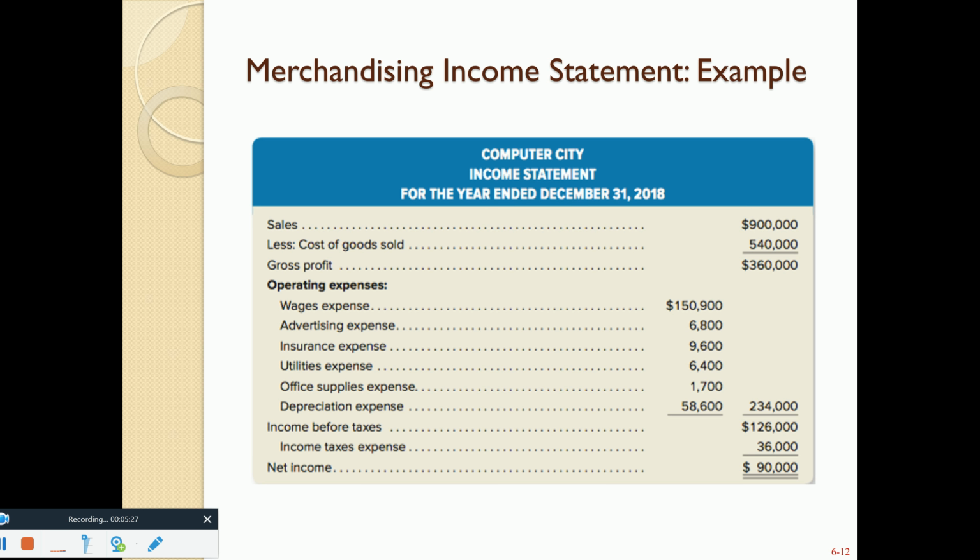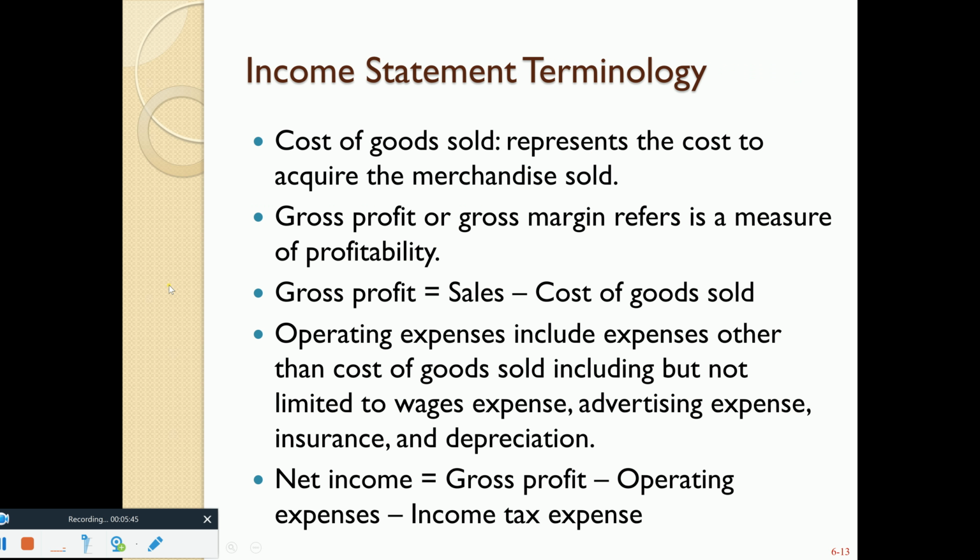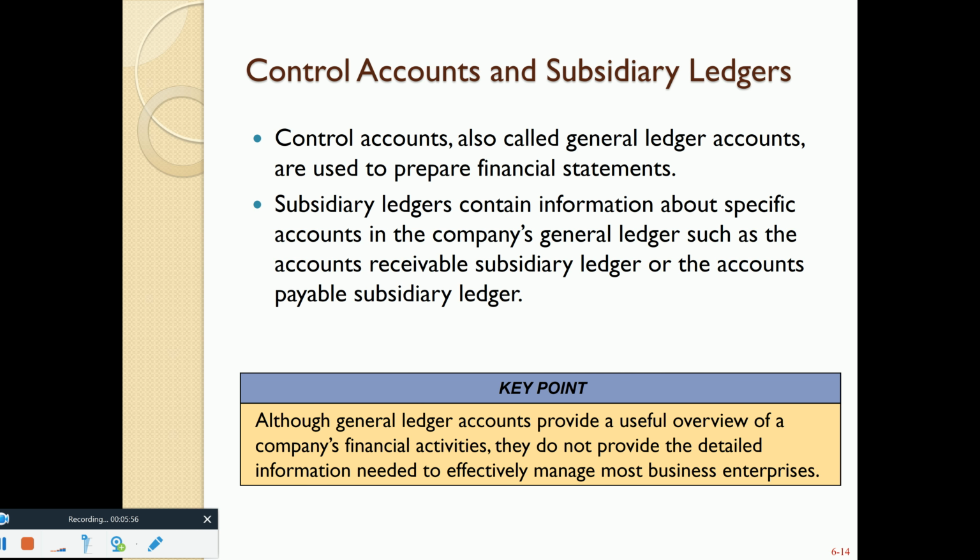So at the end of the day, the merchandising income statement really follows the same formula, which is revenues minus expenses equals net income. The only difference is with the merchandising income statement, we break it up into different sections so it looks a little larger than it really is. As I said earlier, the cost of goods sold represents the cost to acquire the inventory sold. So it's really our cost of the inventory.